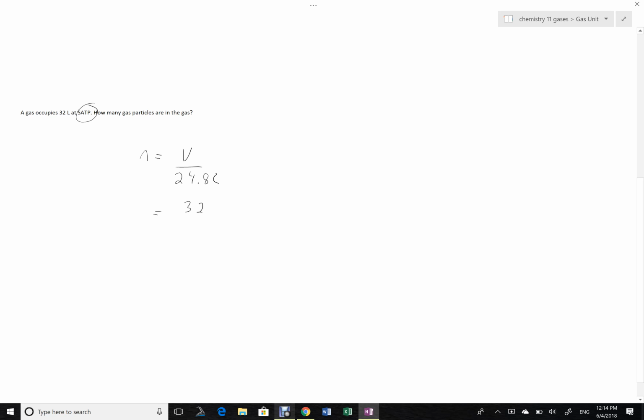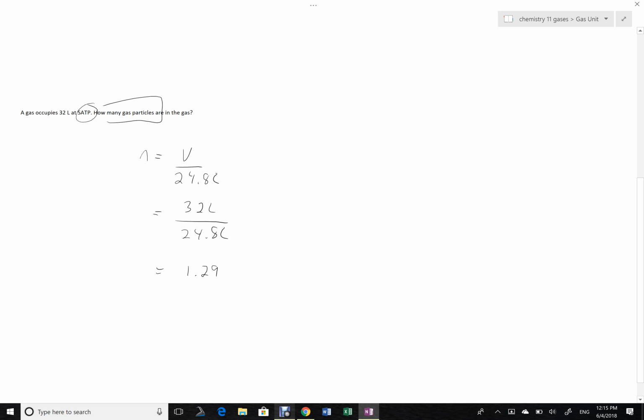Here we'll just do the opposite. We'll have 32 liters of gas, and we'll figure out how many gas particles there are. So again, our moles are equal to our volume divided by, this time we're at SATP, so we're going to use 24.8 liters. So that's 32 liters divided by 24.8 liters, which means I have 1.29 moles of gas.